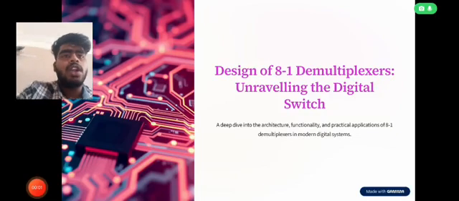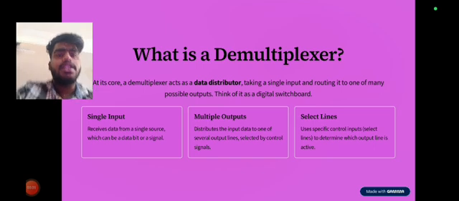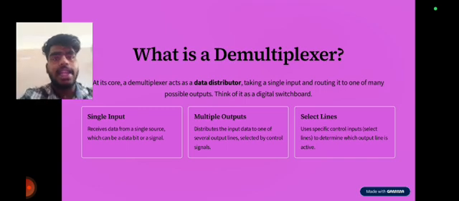Good morning to all. Today we are going to see about the design of an 8 to 1 demultiplexer. First we are going to see what a demultiplexer is. A demultiplexer acts as a data distributor. That means it has a single input and gives many possible outputs. There is a single input, multiple outputs, and select lines.